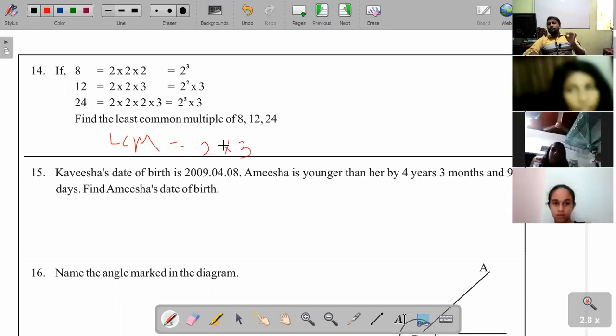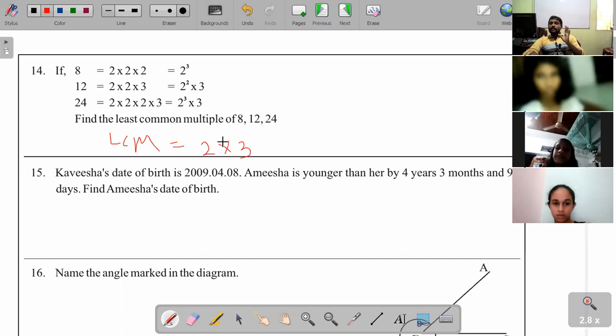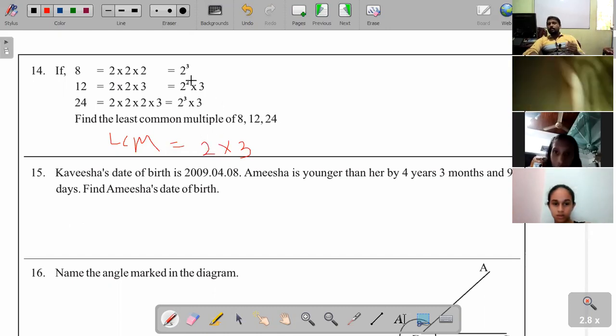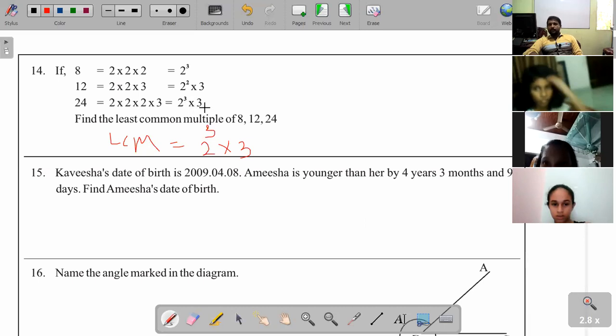Also, you have to find the highest indices of each base. What is the highest index of the base 2? 3, 2, 3. So the highest index is 3. What is the highest index of 3? 3 means 3 to the power 1. So the highest index of 3 is 1.